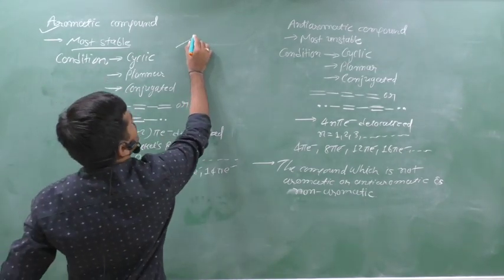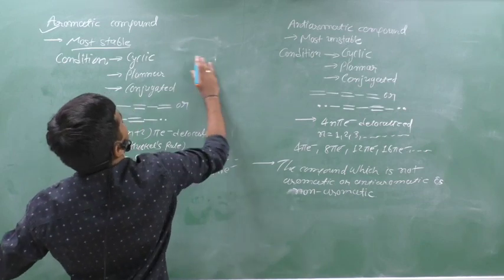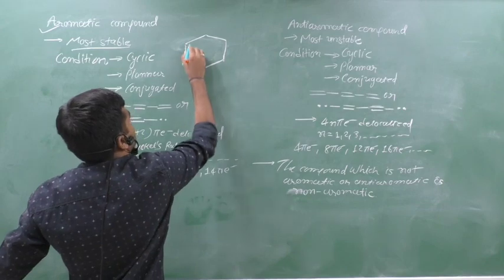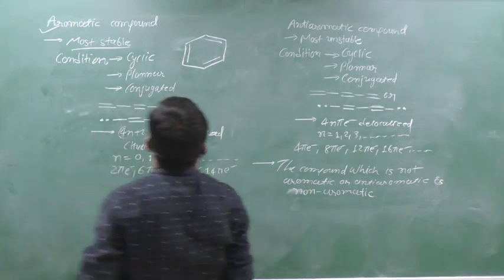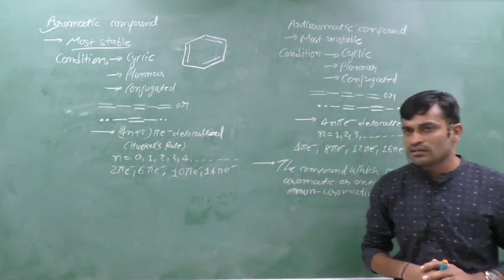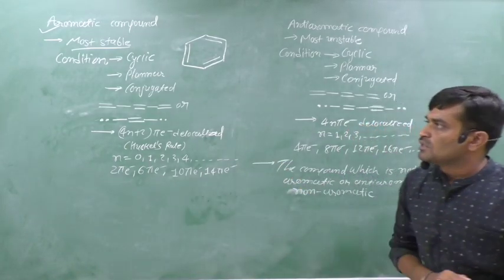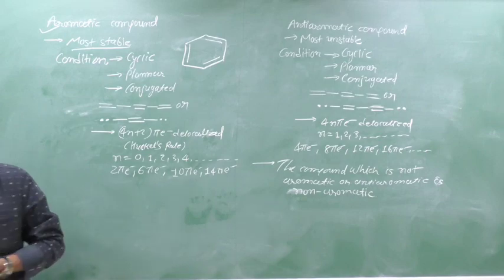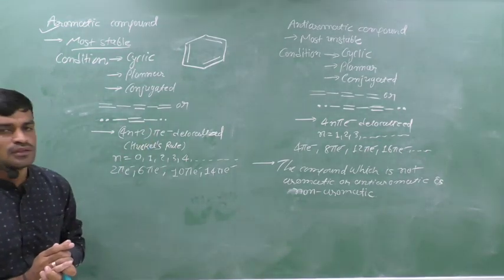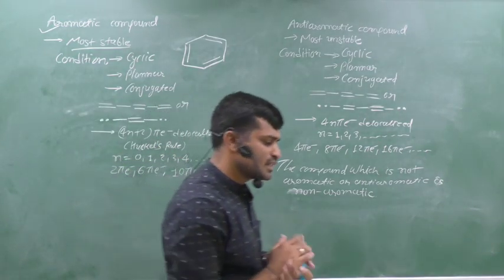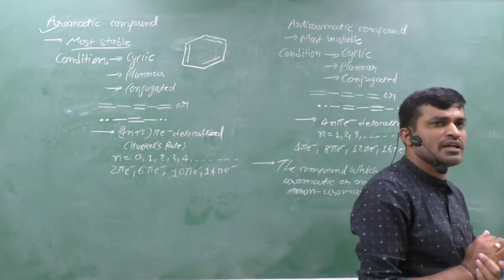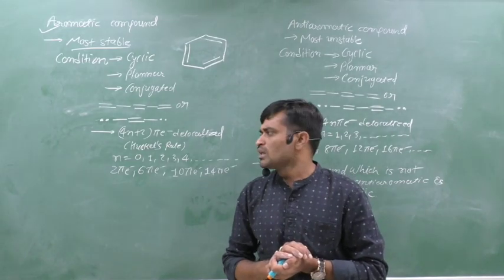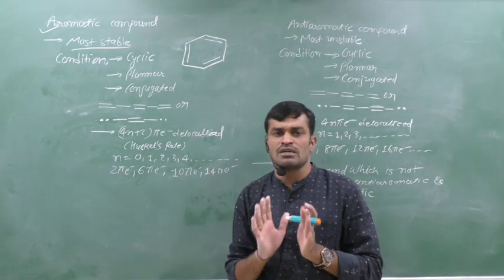If you think about the benzene ring, we can check the conditions. The first condition is cyclic. Yes, the benzene ring is cyclic. The second condition is that the compound is planar. Yes, the benzene ring is planar. The question is how we can detect that the compound is planar. In most cases we can detect it with the help of hybridization, but in some exceptions we have to remember it.